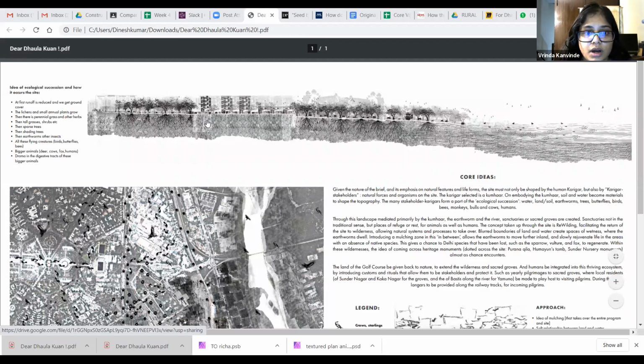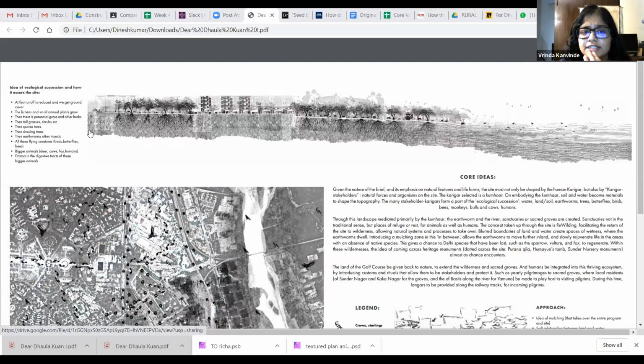So our core idea was giving the site back to nature and letting it take its course, the natural systems taking over human systems. So we had this idea of the Karigar as the Kumhar or the potter, but also Karigar stakeholders that were natural features that could alter the site in some way. So we're looking at earthworms or this play of the river, so land and water, natural pollinators like the birds and the bees.